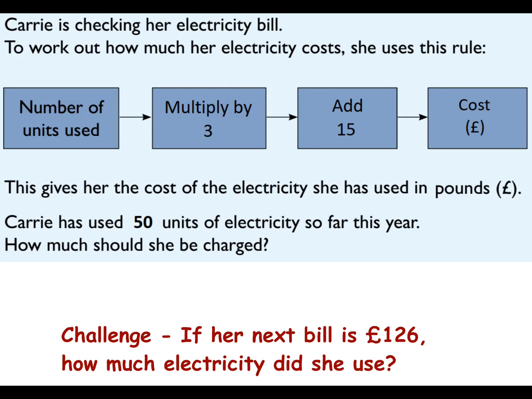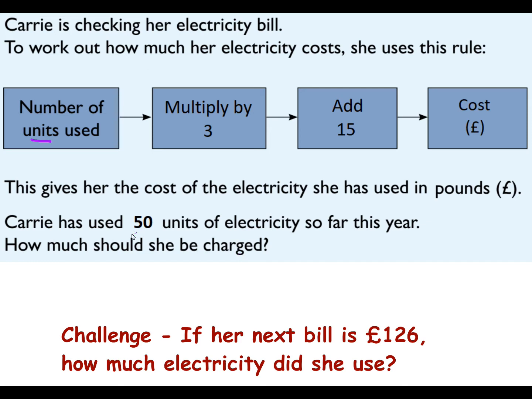Let's have a look at another flow diagram. In this one, Carrie is checking her electricity bill. To work out how much her electricity cost, she uses this rule. She takes the number of units, multiplies by 3, adds 15, and this gives her the cost of the electricity in pounds. So Carrie's used 50 units of electricity so far this year. How much should she be charged?